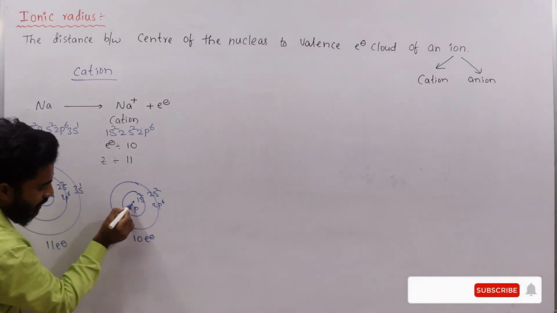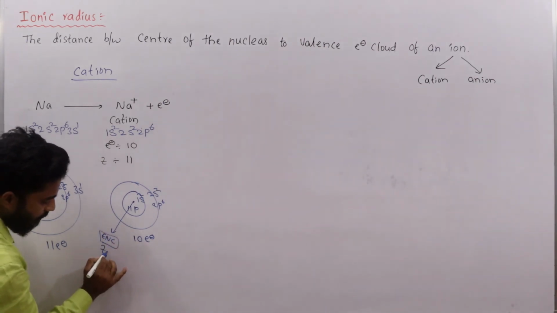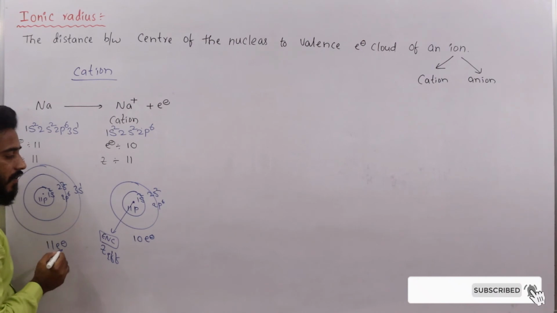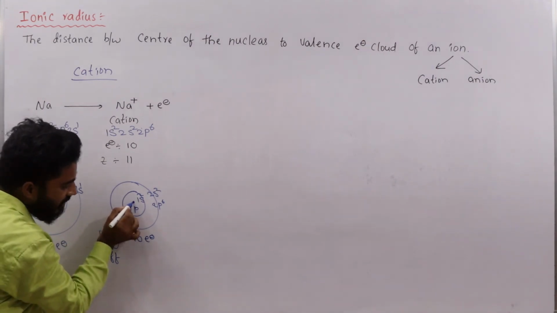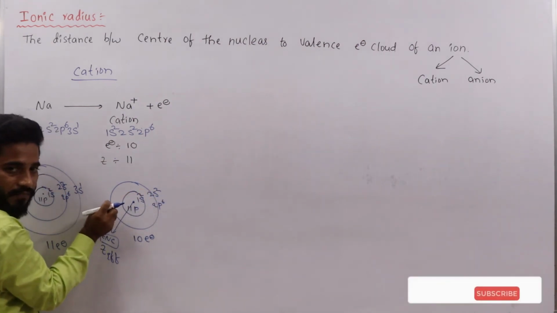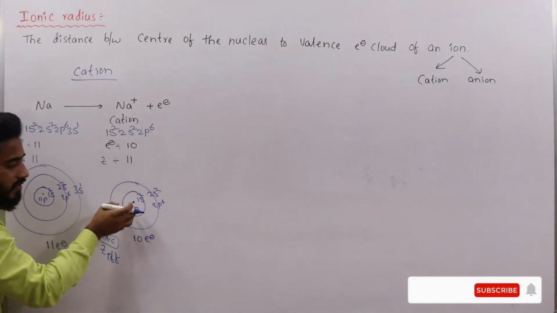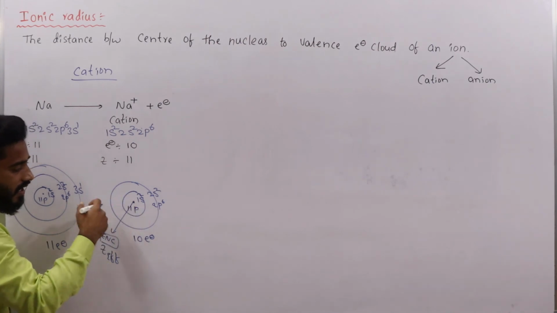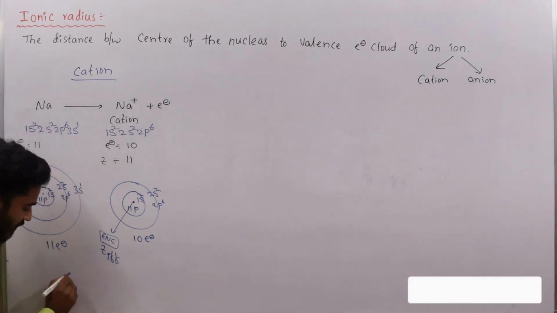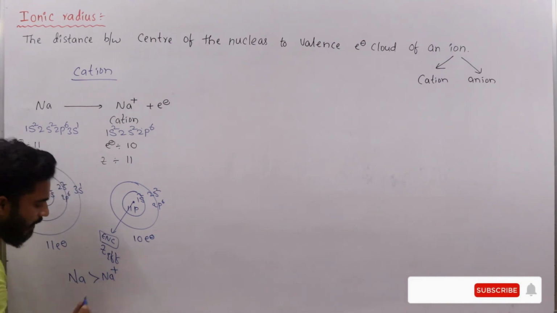When the proton number is more, the effective nuclear charge, which is represented with Z effective, is more. When the effective nuclear charge is more, it attracts the outermost electron cloud towards the nucleus very strongly. So that's why size decreases. By the loss of electron, nuclear charge increases. When the nuclear charge increases, size decreases. That's why we can say Na is greater in size than Na+.